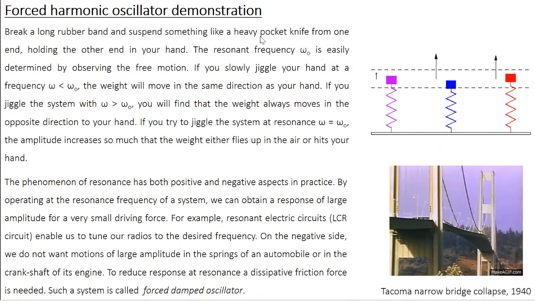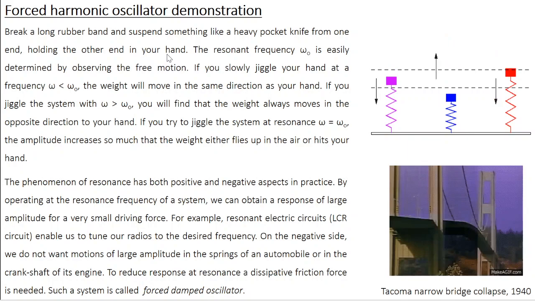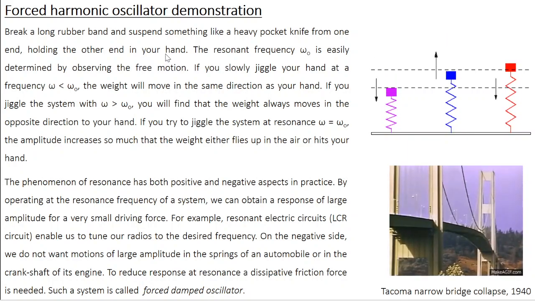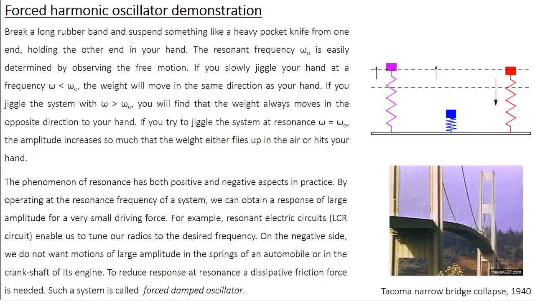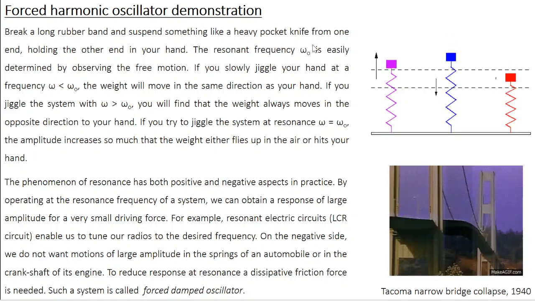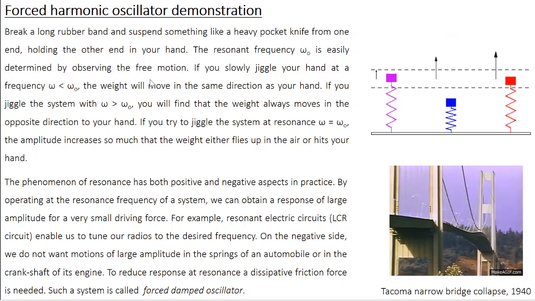I can demonstrate this with an example. Take a long rubber band and suspend something like a heavy pocket knife from one end, holding the other end in your hand. So this is like a simple harmonic oscillating system, right? You basically pull the mass slightly downwards and release it. It's going to execute simple harmonic oscillation with its natural frequency omega naught. So in this particular context, we can call omega naught the resonant frequency. So the free motion is going to take place with resonant frequency omega naught.